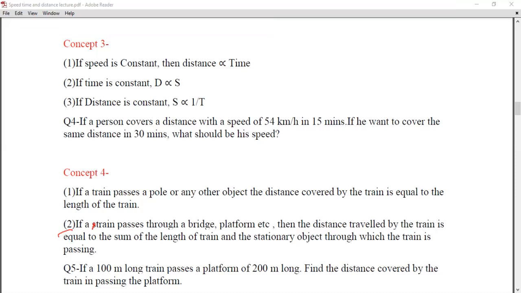On the basis of these two concepts, we have a question. If a 100-meter long train passes a platform of 200-meter length, find the distance covered by the train in passing the platform. As you can see, the train is 100-meter long and the platform is 200-meter long, so we can apply the concept here. The distance covered by the train will be the length of the train plus the length of the platform. So 100 plus 200, that is equal to 300 meters.